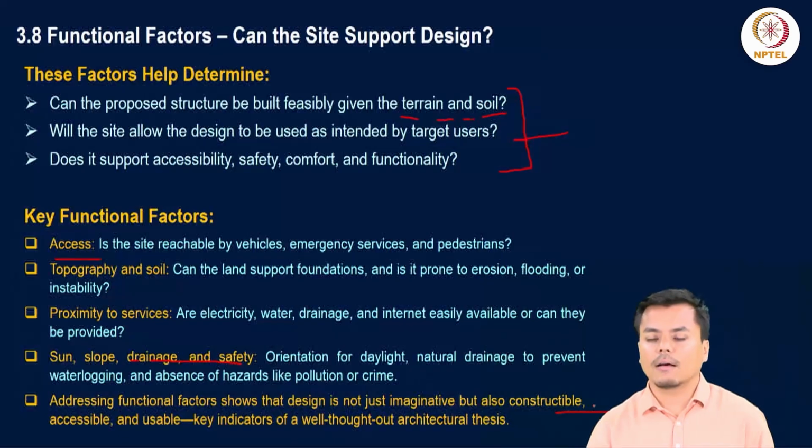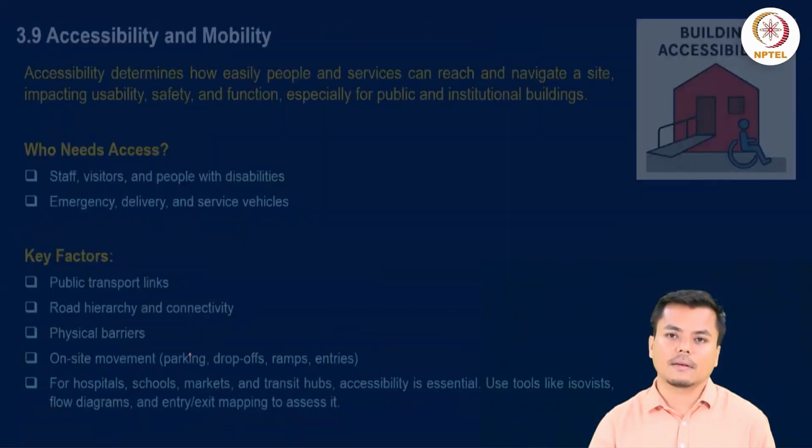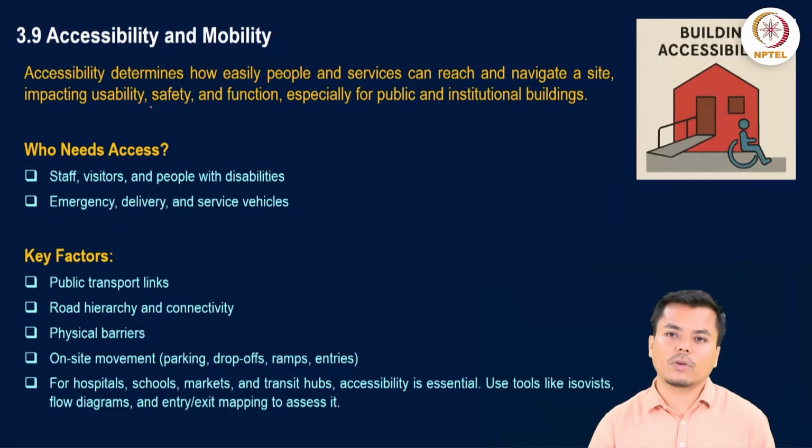This is why site analysis and these factors, especially access, topography, proximity to services and the other site context like sun, slope, drainage and safety become paramount in this case. Then accessibility and mobility. Accessibility determines how easily people and services can reach and navigate a site, impacting usability, safety and function within that particular site. So who needs access? The users, for example staff, visitors and people with disabilities, and emergency, delivery and service vehicles. So for these purposes we need access to the site.